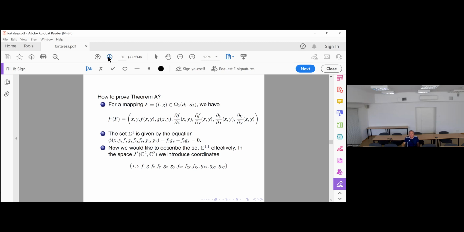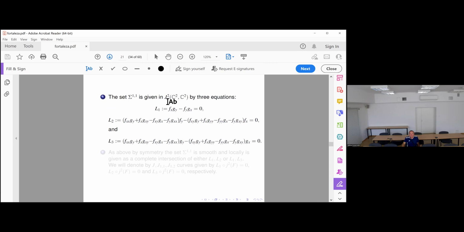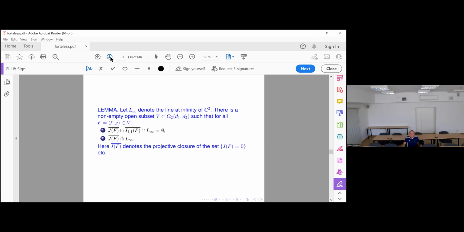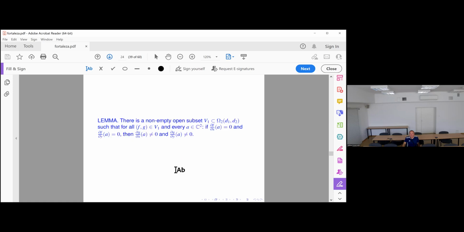To do this, of course, we need to control the number of these points. Here we have a description of the number of cusps, more or less, by these three equations. And to compute this, we have to know that these curves are nice at infinity, and we have three lemmas which show that all these curves are nice at infinity.